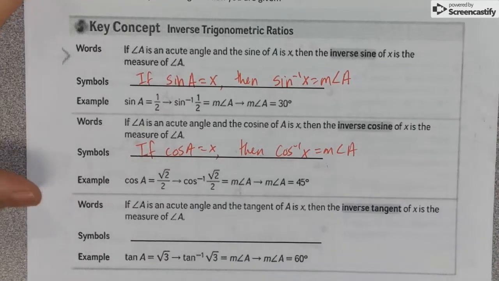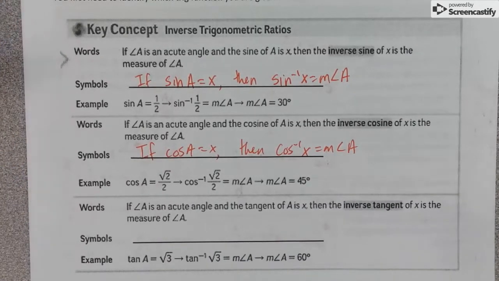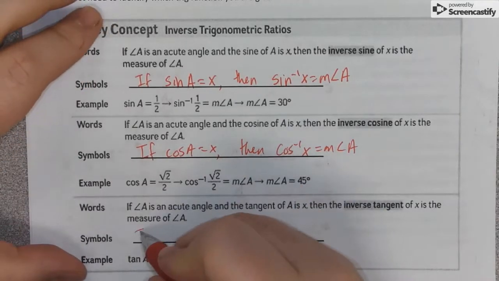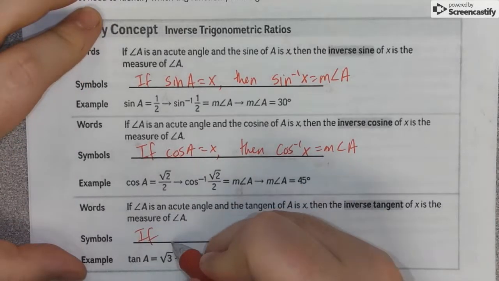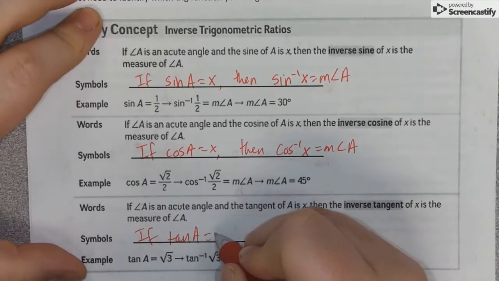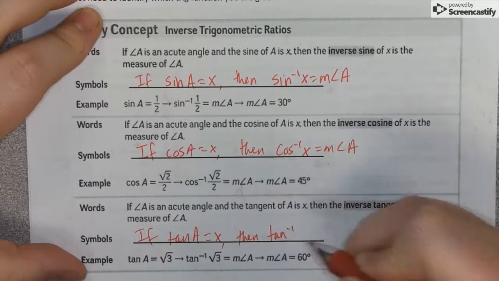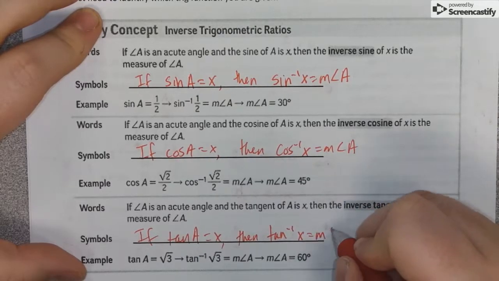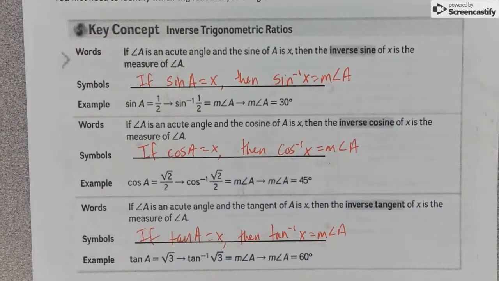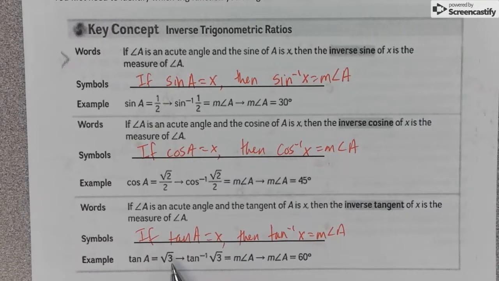The last one is for tangent. So if angle A is an acute angle and the tangent of A is x, then the inverse tangent of x is the measure of angle A. So that says if tangent of A is x, then tangent inverse of x is the measure of angle A. And again, they give you this example that if tangent A is the square root of 3, then tangent inverse square root of 3 is the measure of angle A.